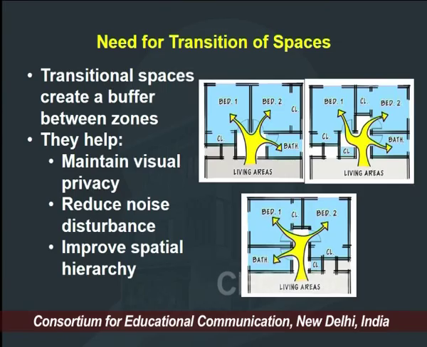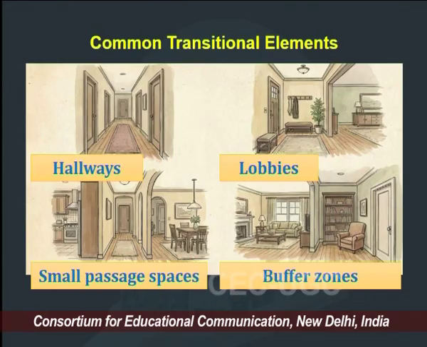So, transition of spaces is important and required to create a buffer between zones. They help to maintain visual privacy. It also helps to reduce noises and disturbances, and it helps to improve the spatial hierarchy of the overall layout. So, common transitional elements that architects and designers use are hallways, lobby spaces, maybe small passage spaces which could act as a buffer zone between a private and a semi-private area, or between a semi-private and a public space.